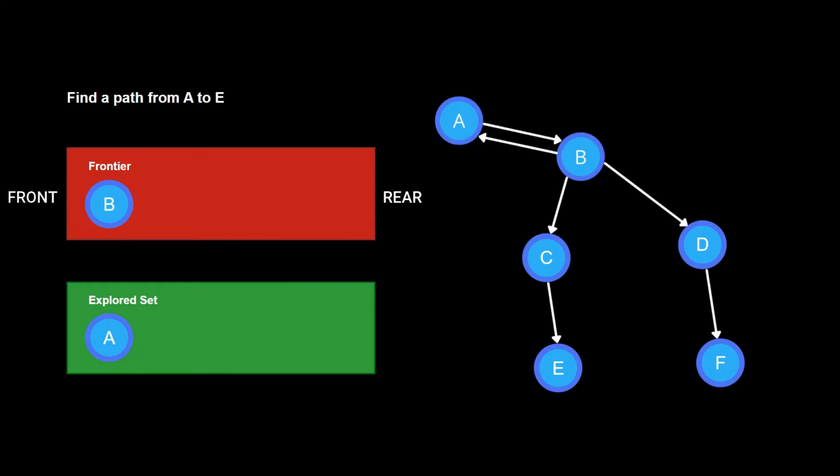Frontier is not empty. Remove node B from the frontier. Node B does not contain the goal state. Add node B to the explored set. By expanding node B, we get node A, C and D as resulting nodes. Node A is already in the explored set while nodes C and D are not in the frontier or the explored set. So add only nodes C and D to the frontier.